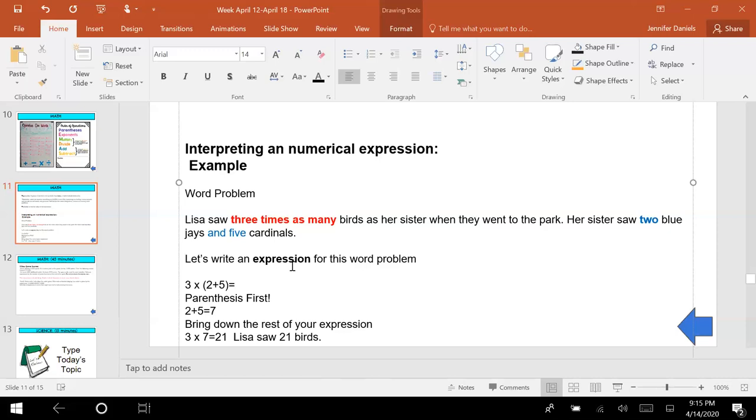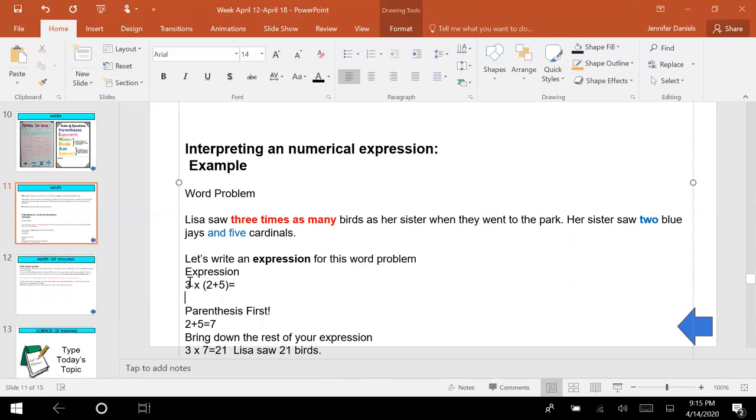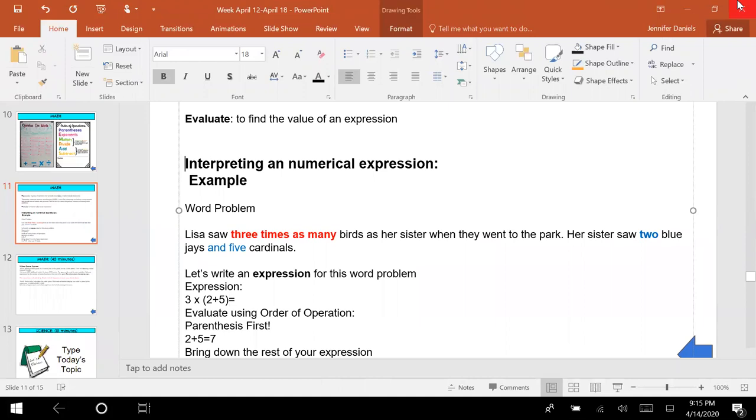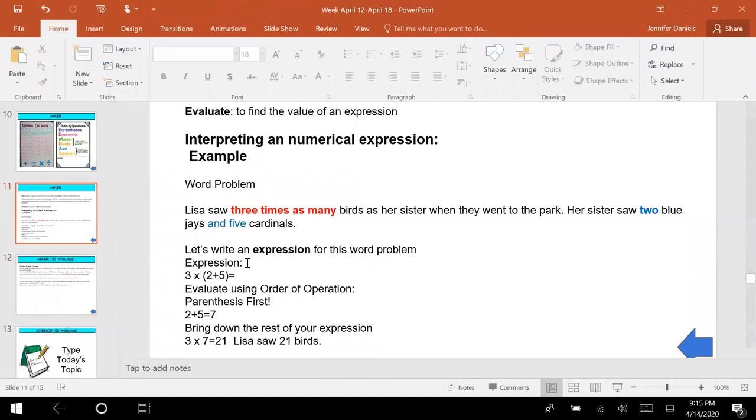So now what we did here was we wrote the expression. And just because I have a lot of faith in you guys and moving forward with it, we also were able to go ahead and evaluate this expression, which gave us our final answer. And we used order of operations. It's all on the board, there we go. Okay. So I hope this makes sense.